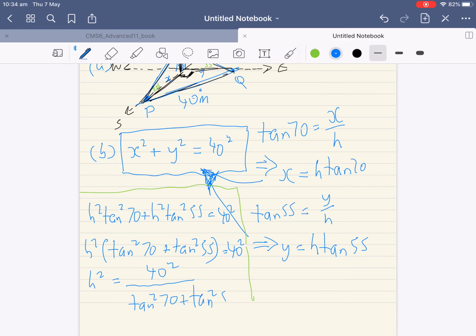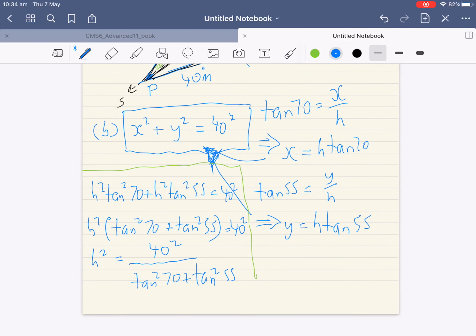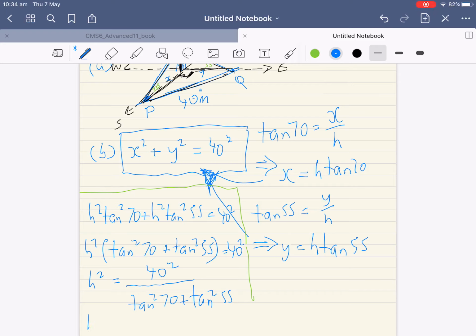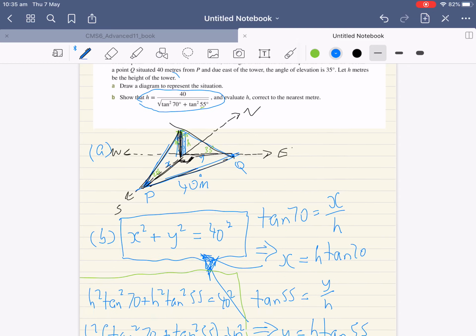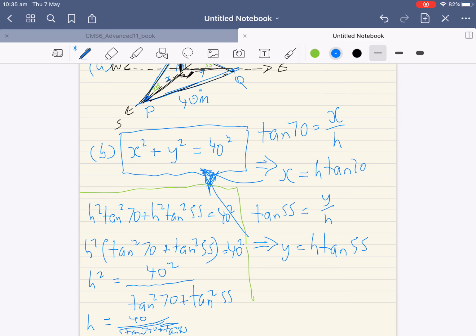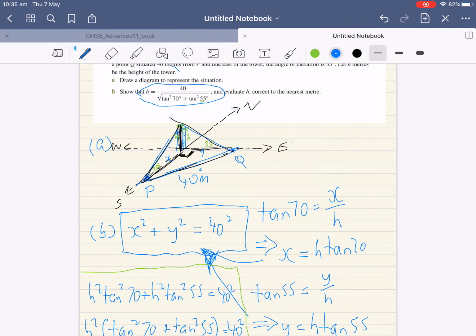And we're one step away from answering what is a pretty brutal question. Square root everything, and you end up with 40 all over the square root of tan squared 70 plus tan squared 55. And if you check back to the question, that is what it's asked for. And you would then just plug this into the calculator, press equals, and round it to the nearest meter.